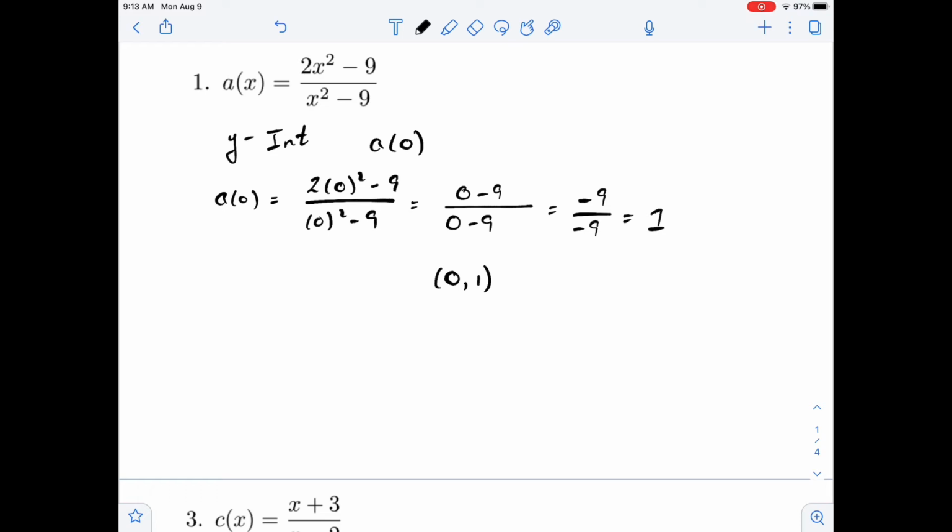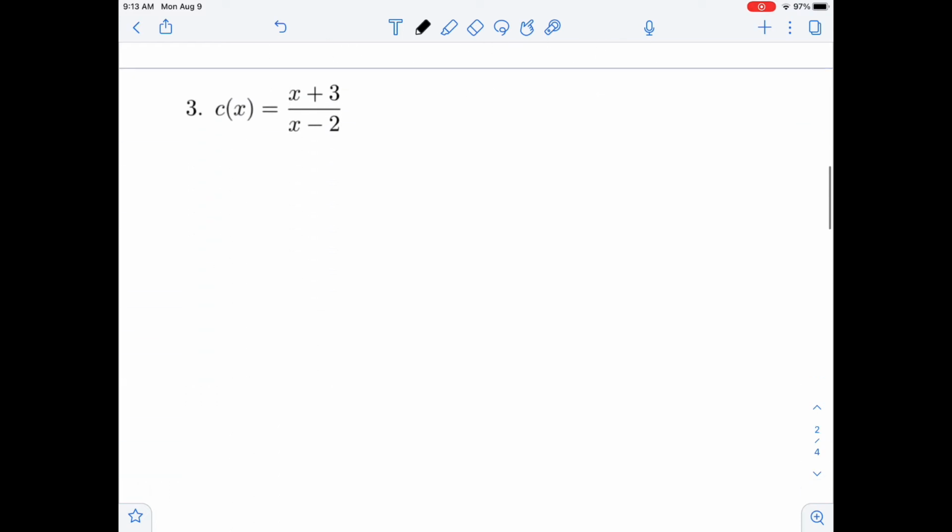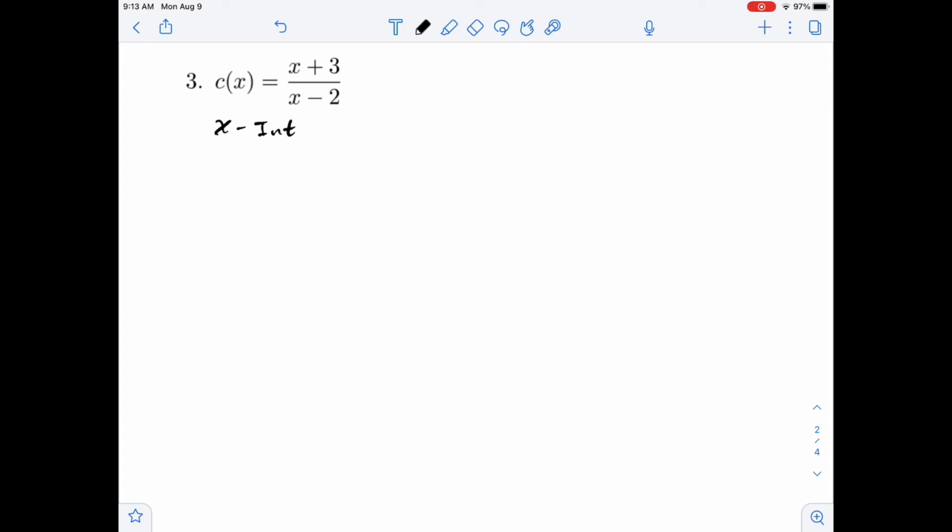All right, so that's it. That's how you go about finding the x and y-intercept for a function. Let me go through a few more so that you get the hang of it. All right, so question number 3, I have c of x is x plus 3 over x minus 2. Again, I want to find the x-intercept to start.